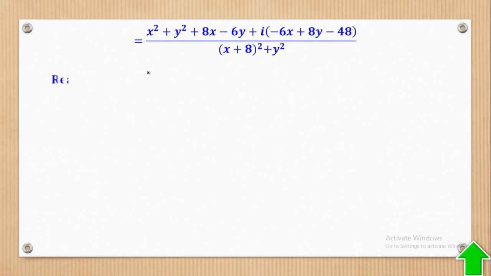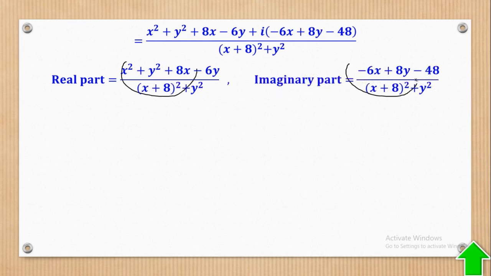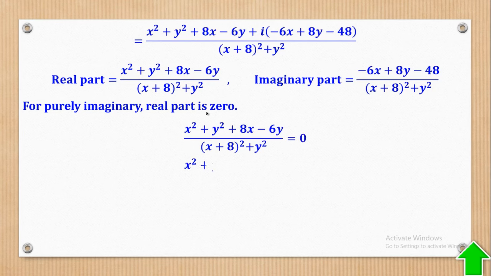Okay, after separating the two, I'll come and say that the real part is this and the imaginary part is that. Therefore, for pure imaginary, the real part is 0. So I'm going to get the real part and equate it to 0. Then cross multiply, and that will be the locus they want.